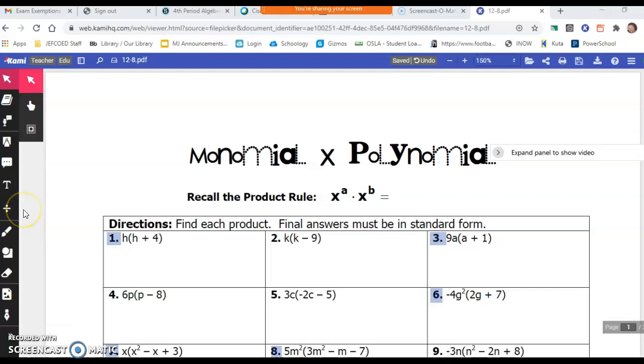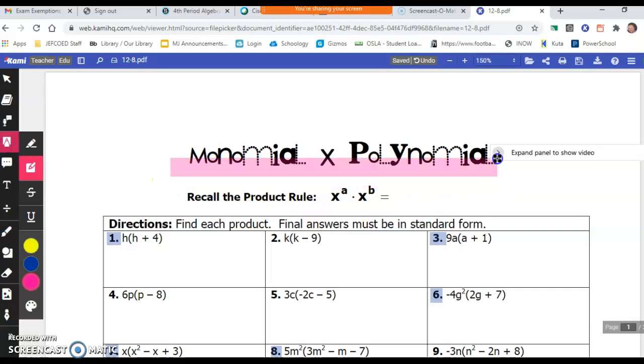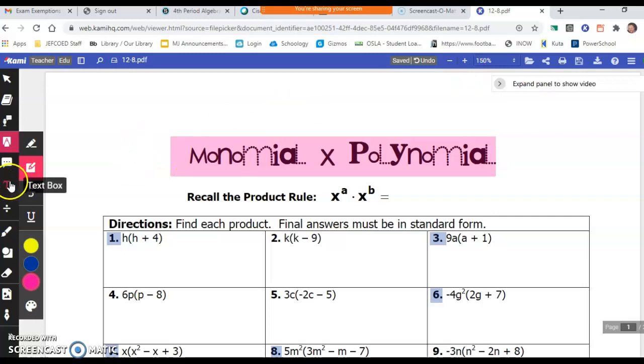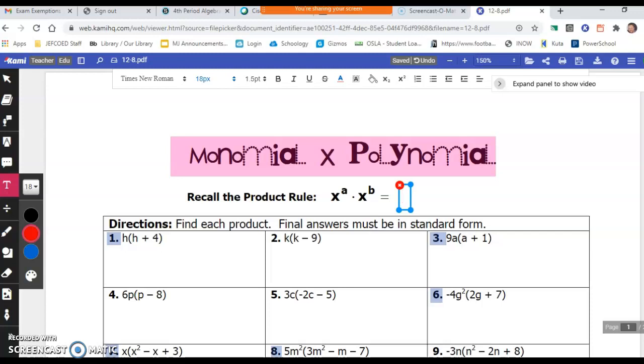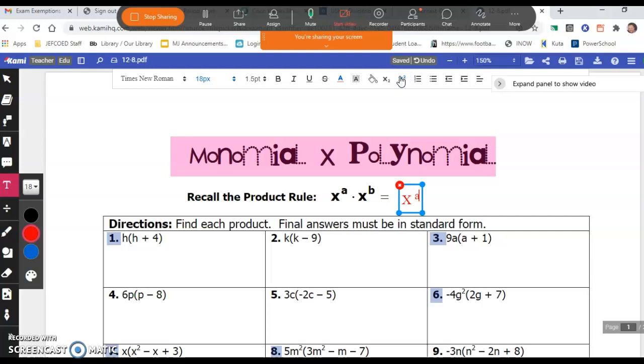All right, we're going to quickly look back at multiplying monomials, okay? Except this is going to be a combination where we multiply monomials by multiple terms, or what we call polynomials. Now, you're going to need to recall our product rule, especially when we're dealing with exponents. Product rule tells me that you do what with exponents when you multiply them? Add them. So we have x, and it's going to end up being a plus b.